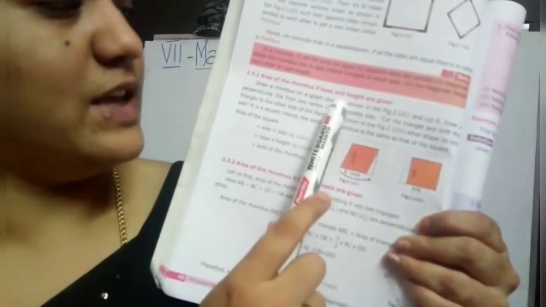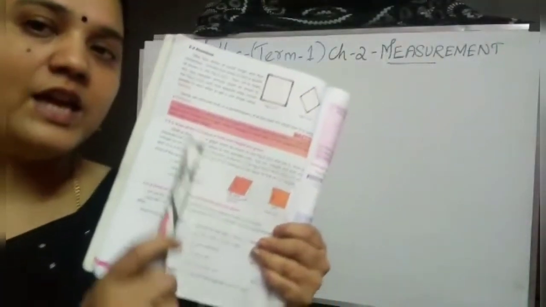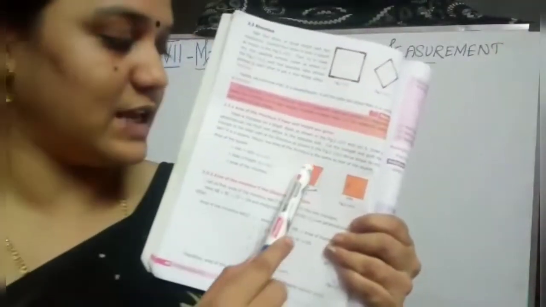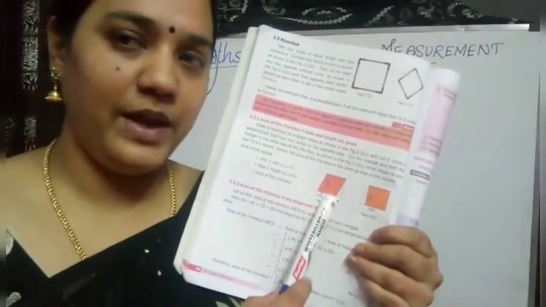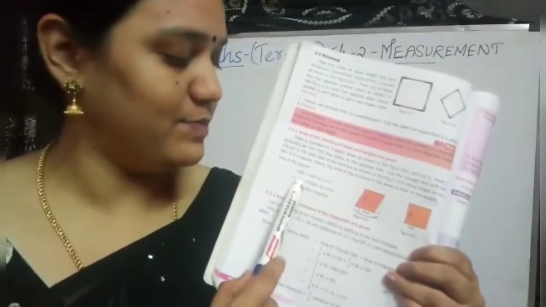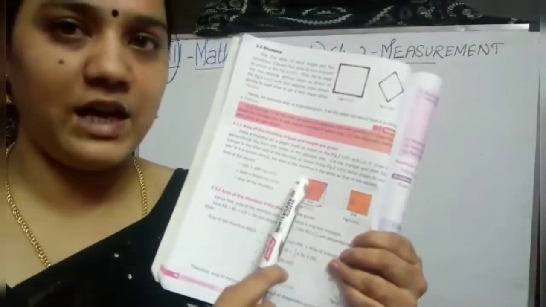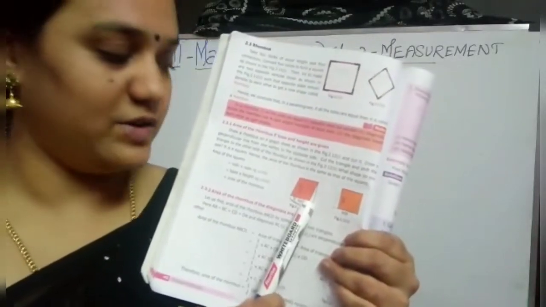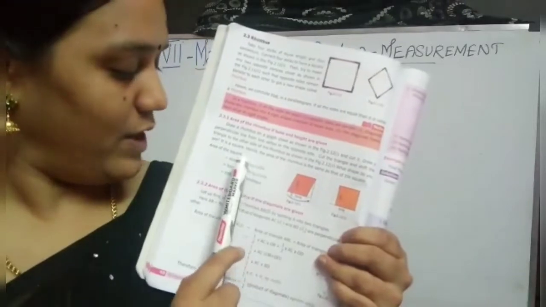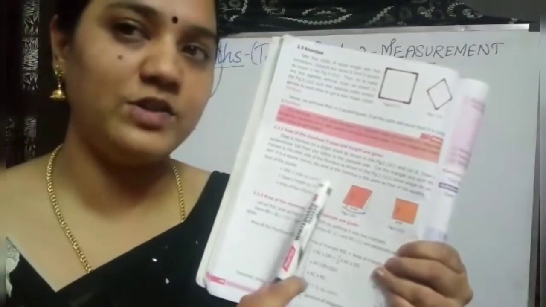Here also is the area of the rhombus if base and height are given. I already explained 2 formulas. If base and height are given, it is the same procedure we followed for the parallelogram, and the formula is base into height. Here all sides are equal, but the height is different from the base, so we write one side as base and one side as height. So our formula is base into height square units.